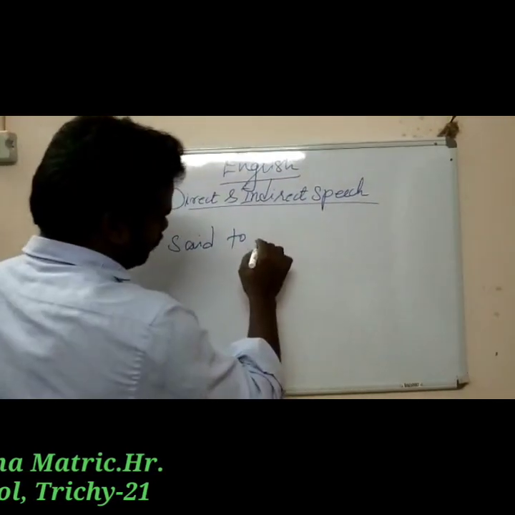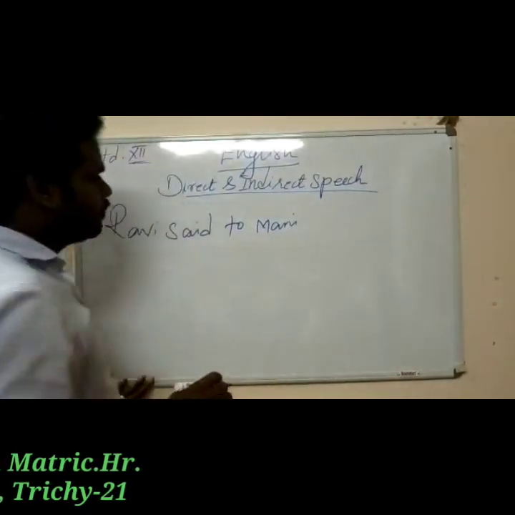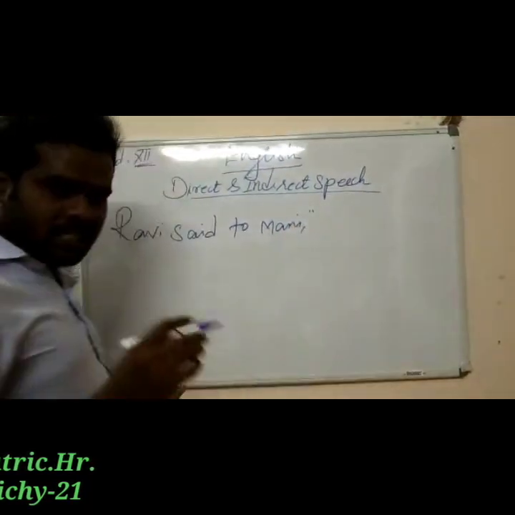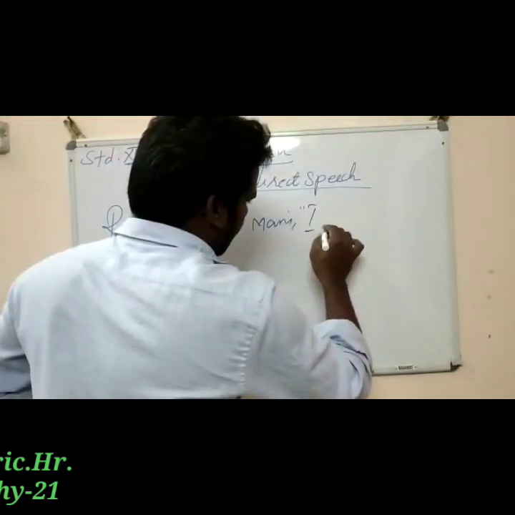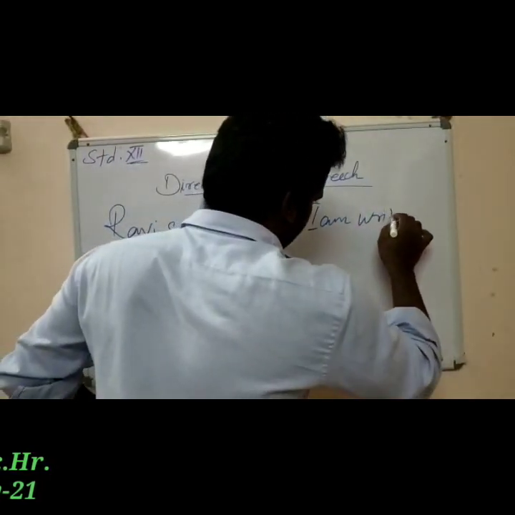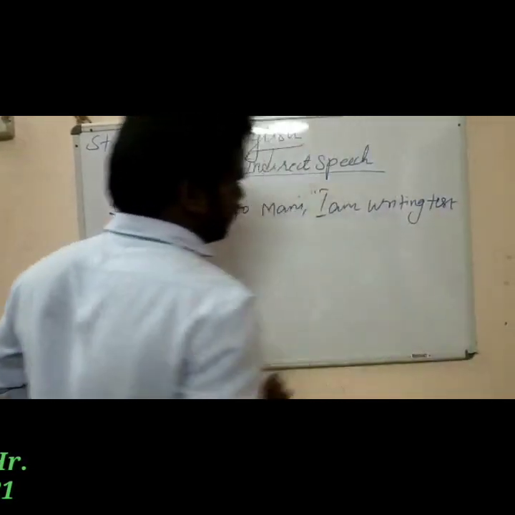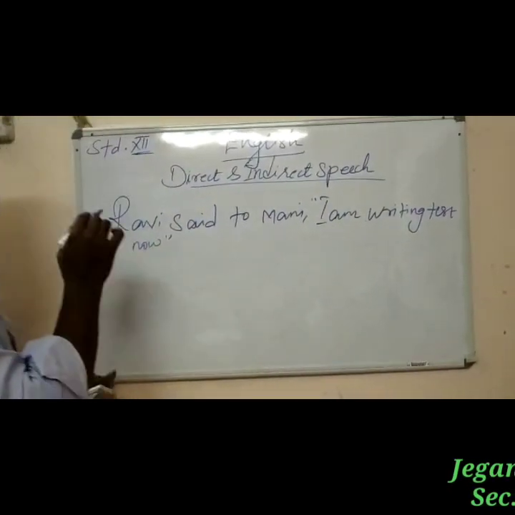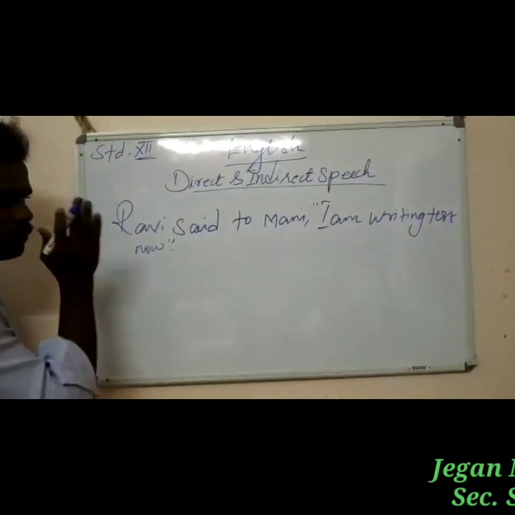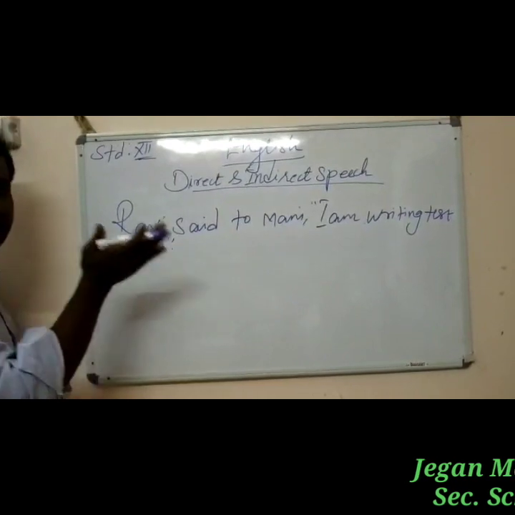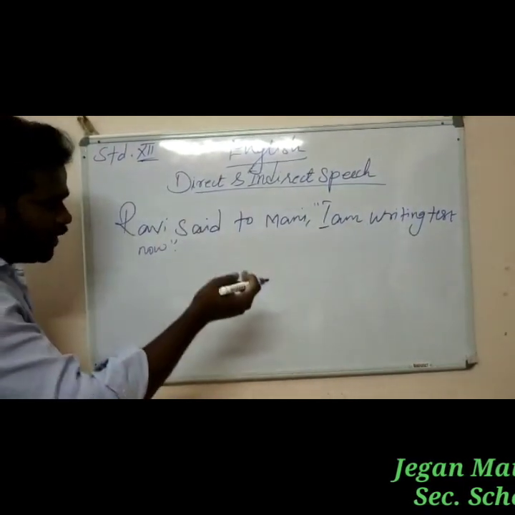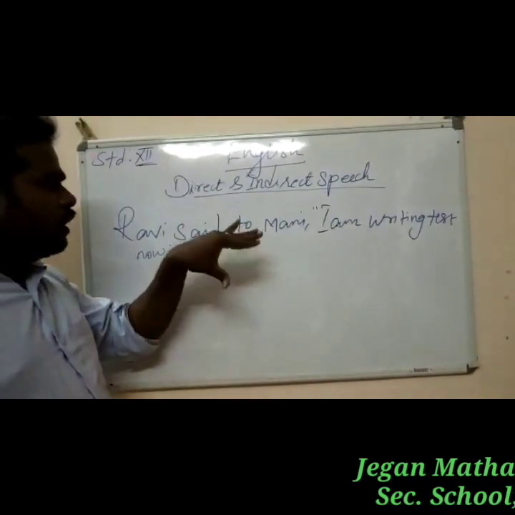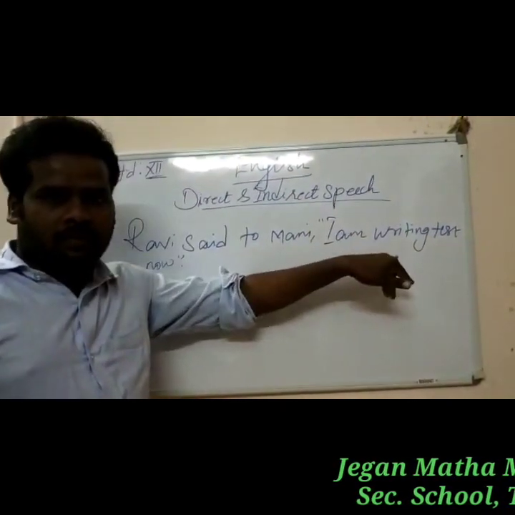Ravi said to Mani, inverted comma start, I am writing test now, inverted comma close. Full stop. Here we have to identify what kind of sentence it is, whether statement, interrogative, imperative or exclamatory. We can easily identify that. And after finding it, we have to identify the tense and the tense form.